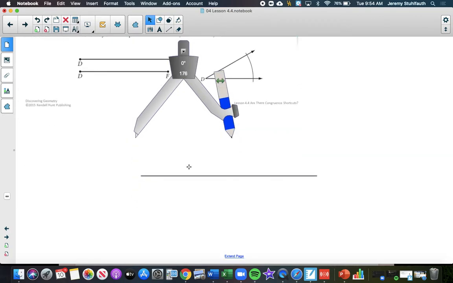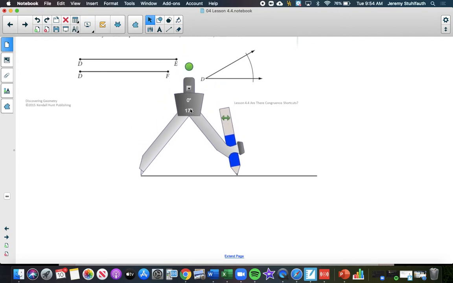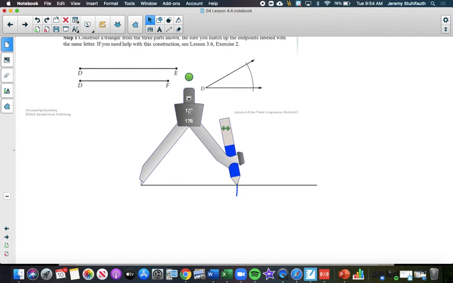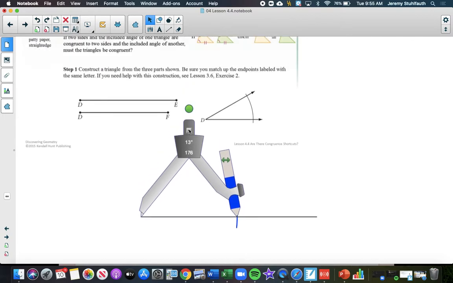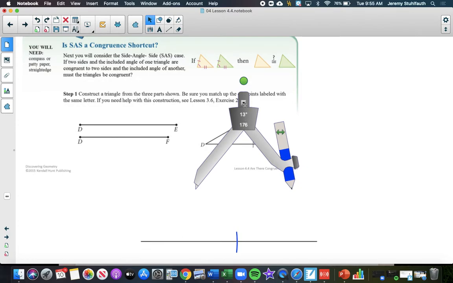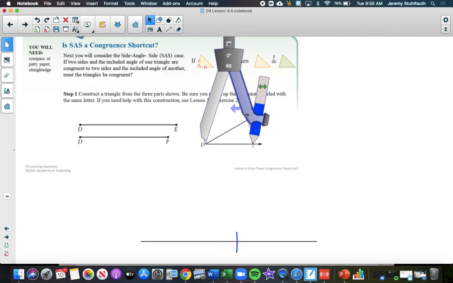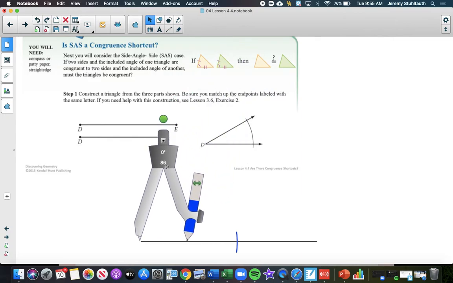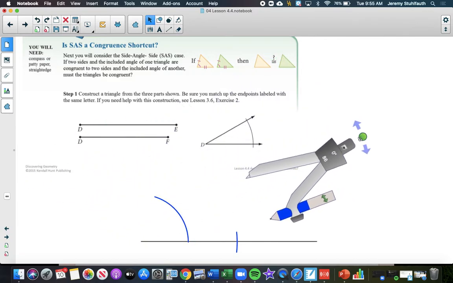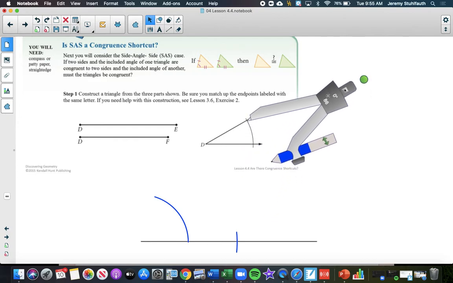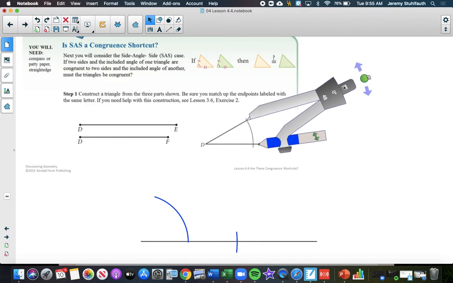Adjust our compass, bring it down here. We're going to put that there. There we go. And then we're going to create angle D. So let's make this angle. We get our arc the right size. We come over here. This is point D, so this is where we're creating our arc. We adjust our compass to measure the length of the arc. There we go, just about.